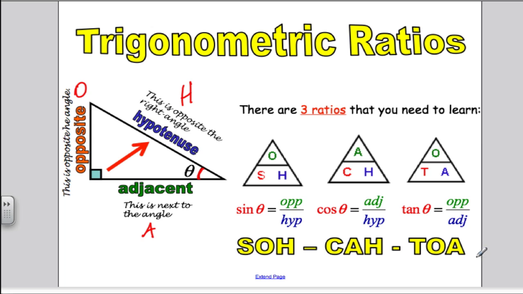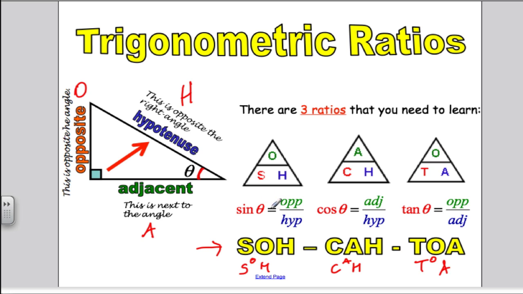Now, SOHCAHTOA is a way of remembering the trigonometric ratios. I don't usually write them like this. I write them with the O above, the A above, and the O above here. SOHCAHTOA helps us remember the following relationships.